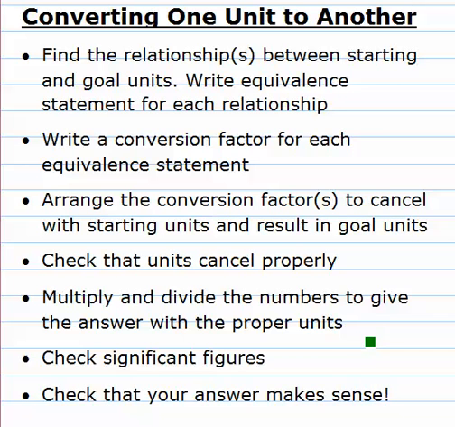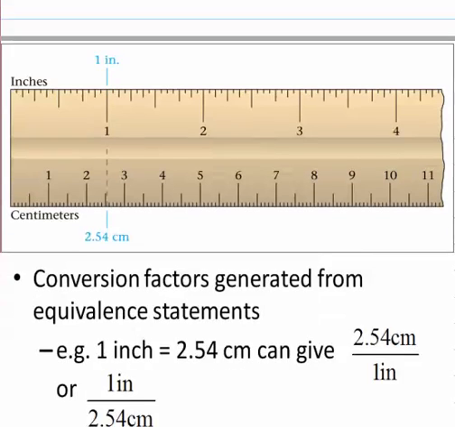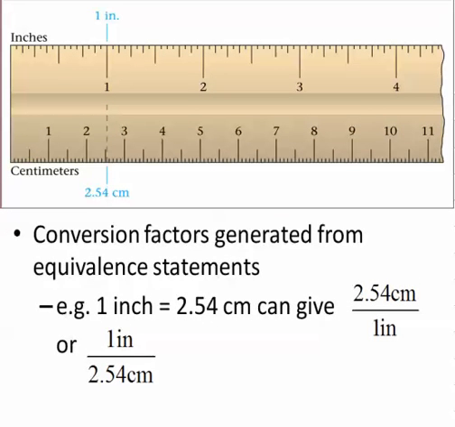So let's do a couple of simple examples. So we can generate a length conversion between inches and centimeters, knowing that 1 inch is equal to 2.54 centimeters. So this is what we call our equivalence statement. Okay, and this is the way that an inch is defined in terms of metric units. So 1 inch is equal to exactly 2.54 centimeters.